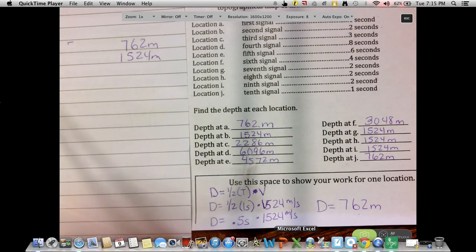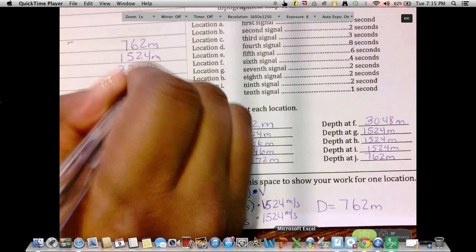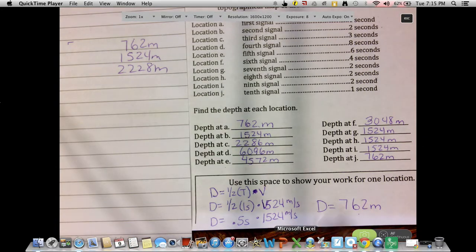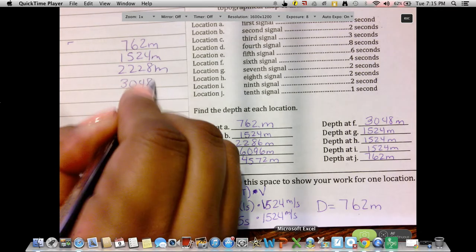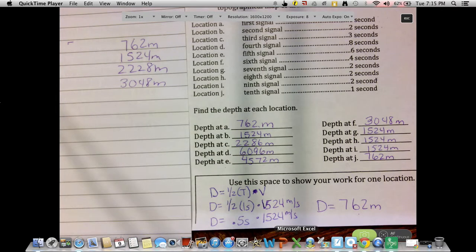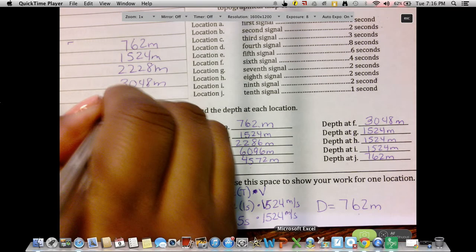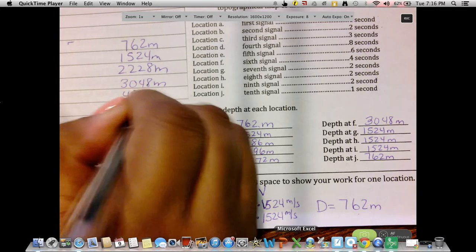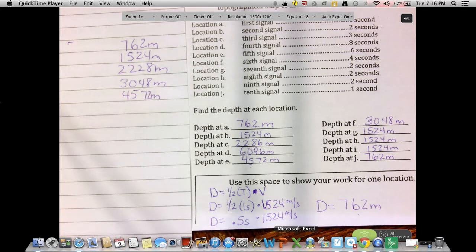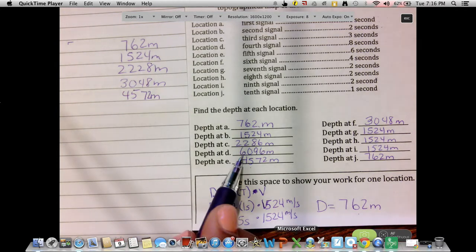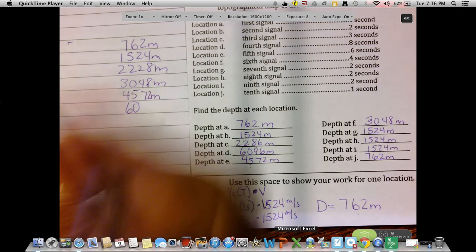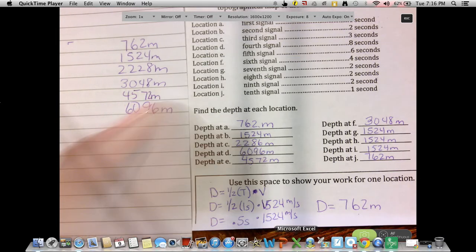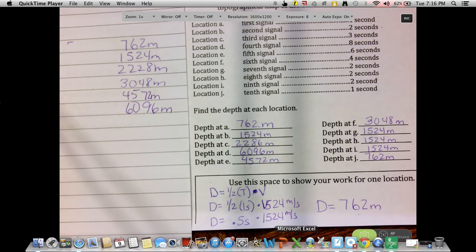Then we have 2,228 meters. Then we have 3,048 meters. Then there's 4,572 meters. And our steepest depth, or deepest depth, is 6,096 meters. So we're going to use that in just a moment.